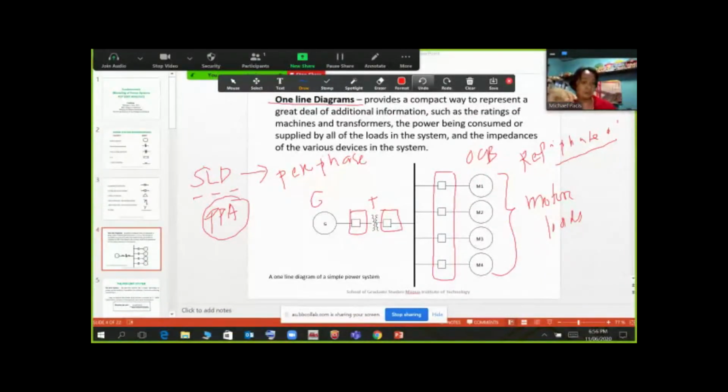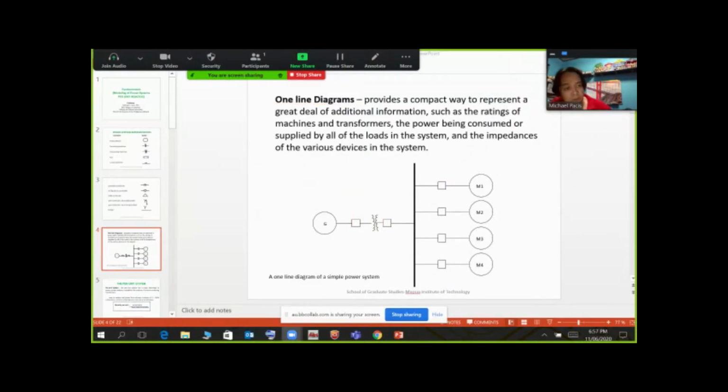Okay, phase A. Particularly, phase A is our reference because if you compute for a certain parameter, for example power, just multiply by 3 because the other phases are the same as phase A. You have only 3 phases. So please take note of that. When you say a one-line diagram, it is a per phase representation of a power system. Okay, we can clear all the drawings and we can go to the per unit systems. Here is the next slide.